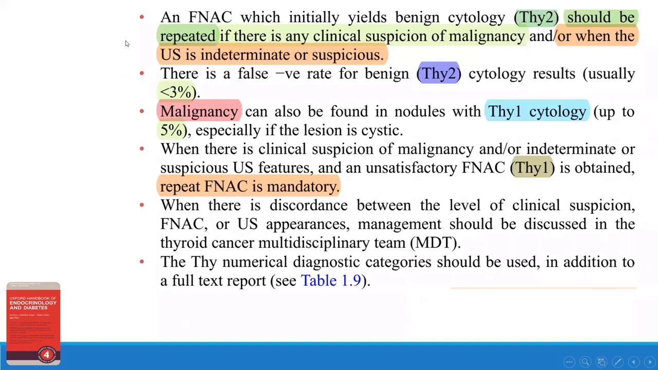A fine needle aspiration report is initially given using the Thy system. This is actually very important. So a fine needle aspiration biopsy will be reported as Thy1, Thy2, Thy3, Thy4, Thy5. So this is very important. Thy2 should be repeated if there is any clinical suspicion of malignancy, or when the US is indeterminate or suspicious. So don't confuse Thy2 and U2.